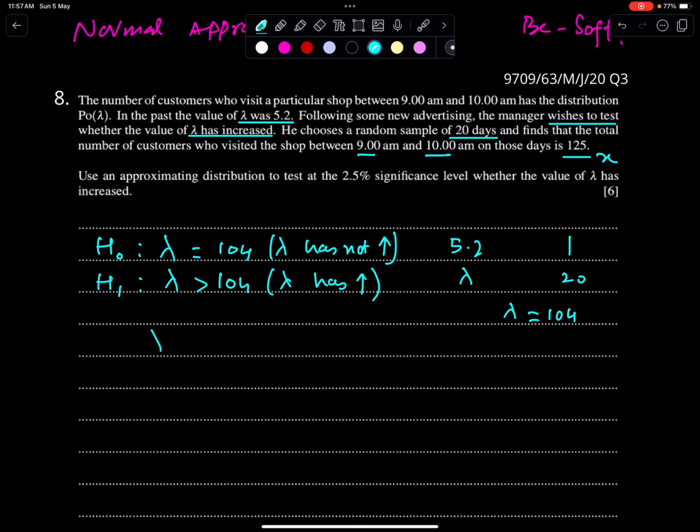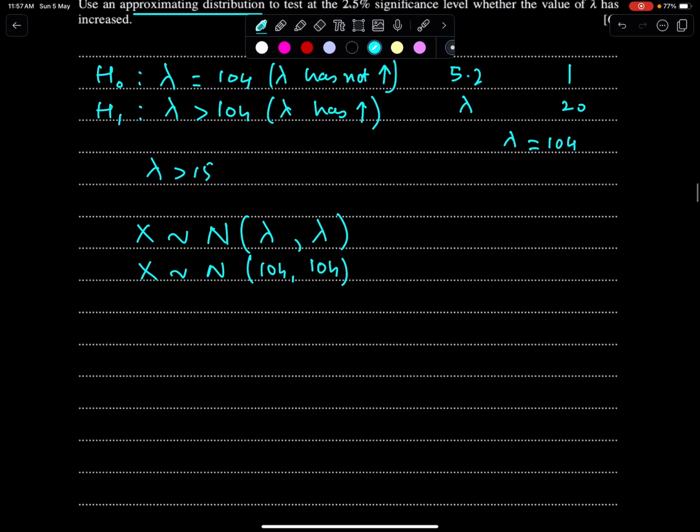Since lambda is greater than 15, we have to use normal approximation. So X is approximately normal with mean lambda and variance lambda. So X is normal with 104 and 104. Since there is a greater sign in H1, perform the upper tail test.